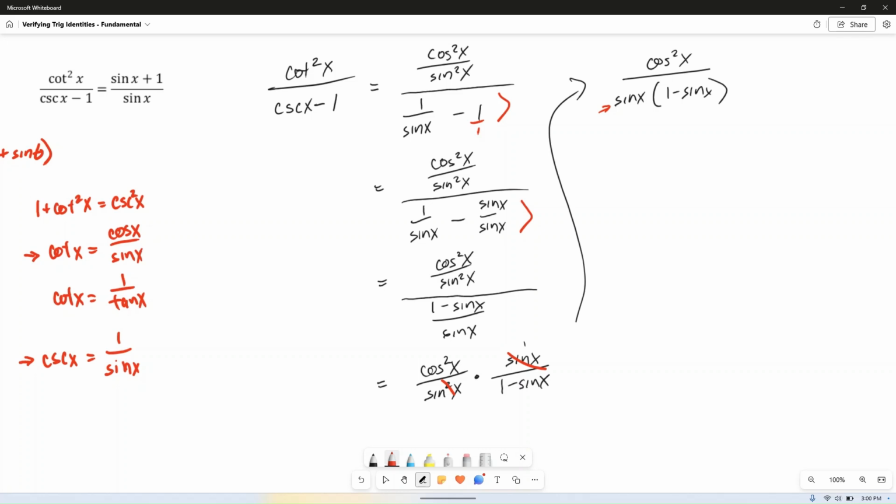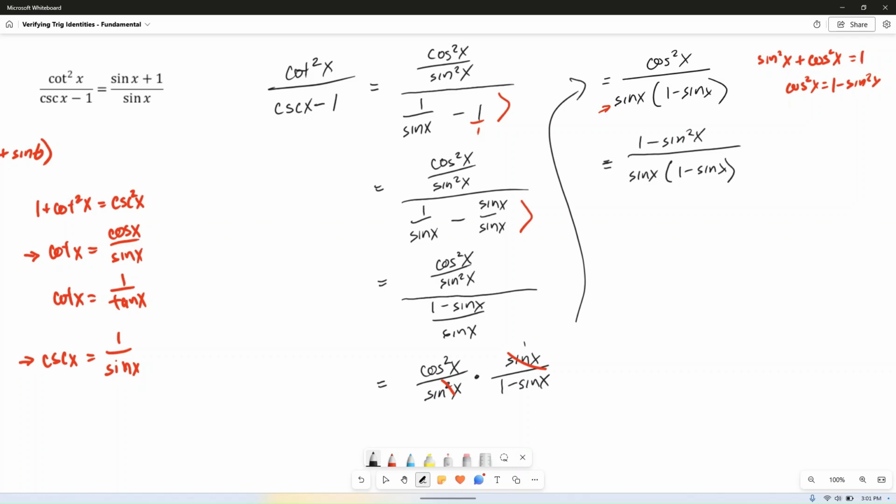Okay. Well, we have another identity. Remember our Pythagorean identity. We've already done this, I think, in previous examples, but sine squared plus cosine squared has to equal 1, which means cosine squared is going to be 1 minus sine squared. So I can take the numerator of my fraction, which is a cosine squared, and I can replace cosine squared with a 1 minus sine squared. So I have 1 minus sine squared over sine x times the quantity 1 minus sine x.